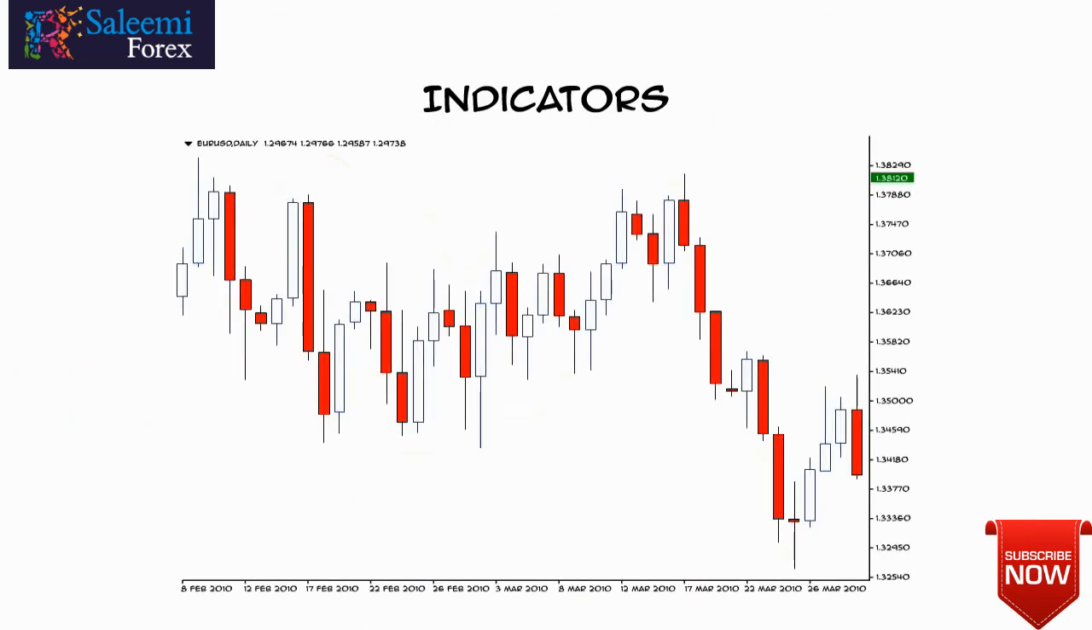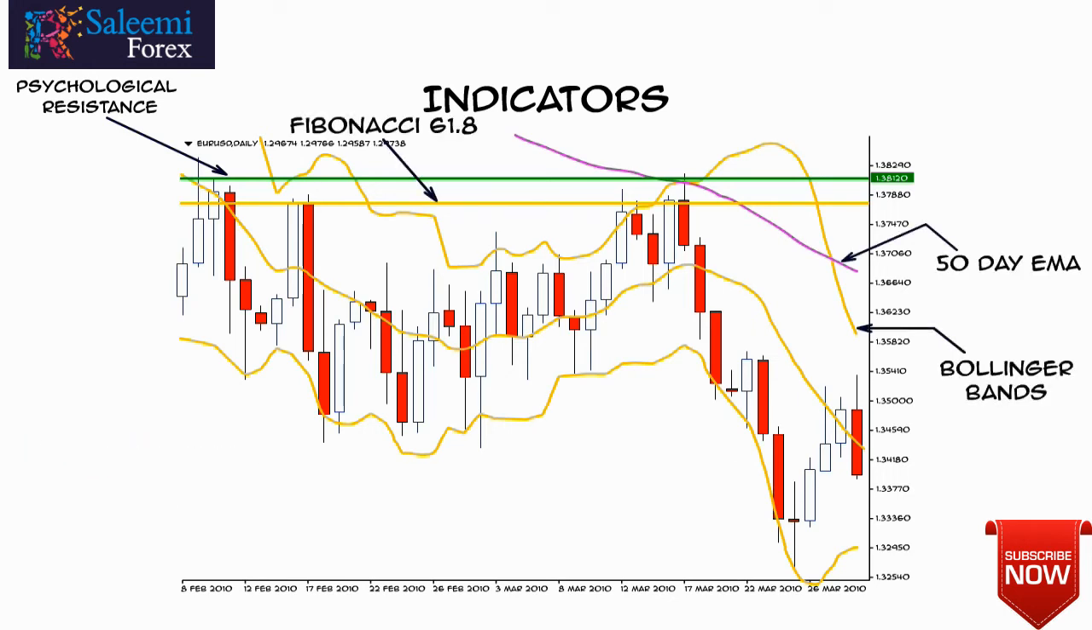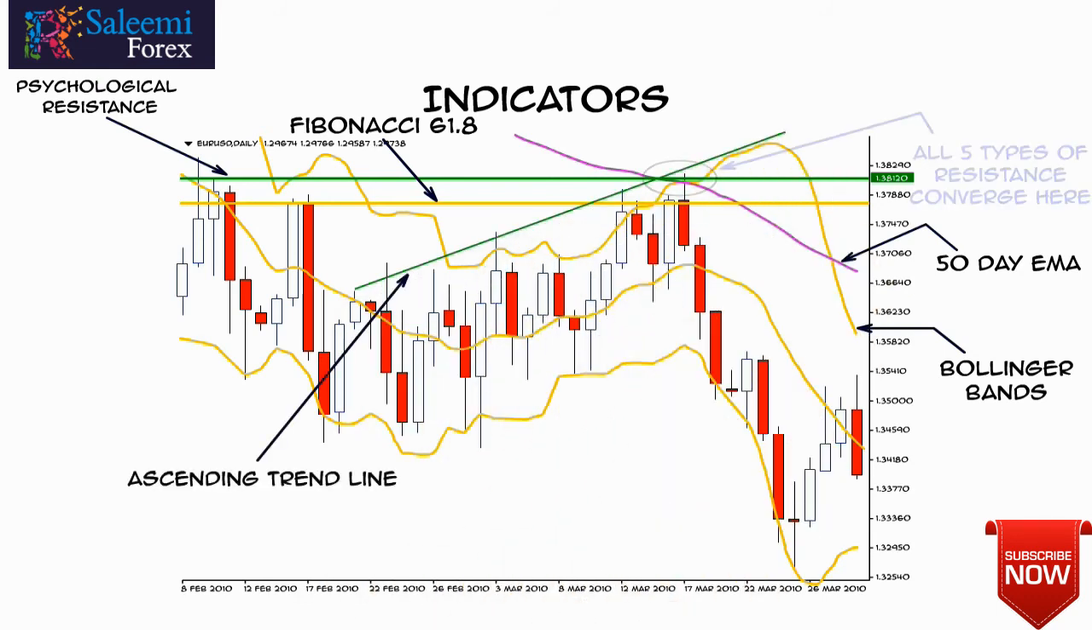Indicators. Let's use the example in this chart. Note how the 1.3800 price level was very strong resistance because it was reinforced by 5 different kinds of support and resistance indicators. You don't have to know about these indicators, just understand that there were 5 different kinds of technical resistance indicators, numbered 1 through 5 in this chart.